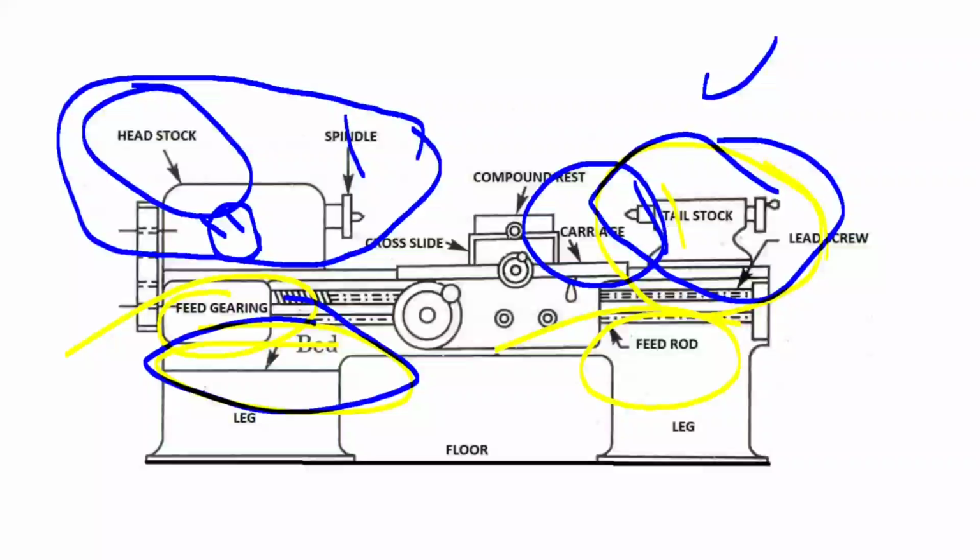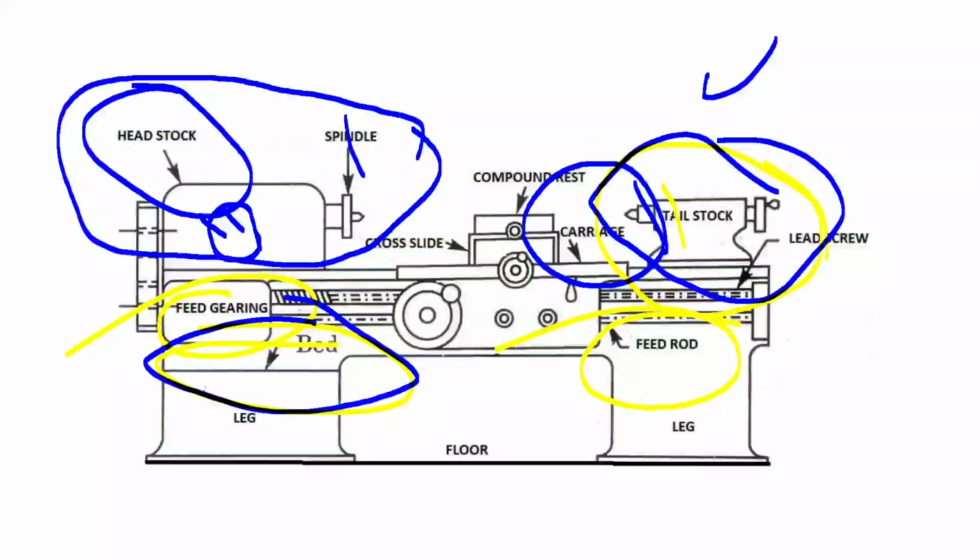The movement of the tool relative to the workpiece is known as feed. So what is feed? Movement of the tool relative to the workpiece. The lathe tool can have longitudinal, cross and angular feed. So the lathe tool can have three types of feed: first is longitudinal, second is cross, and third is angular. These three types of feed can be there on a lathe.